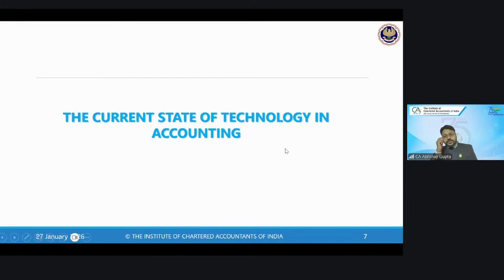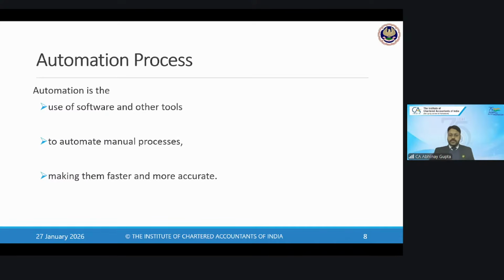Okay, let's come back to the current state of technology in accounting which companies are using today. First is automation. Companies are very focused on automating their accounting process so that they can get reliable results within a very short span of time. Automation is the use of software and other tools to automate manual processes, making them faster and more accurate. So how will this become faster and more accurate?